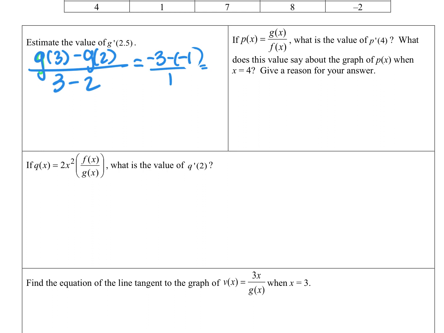Which will be -3 plus 1, which is -2. So g prime of 2.5 is approximately -2.